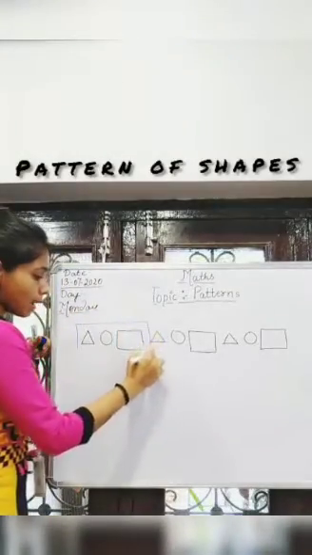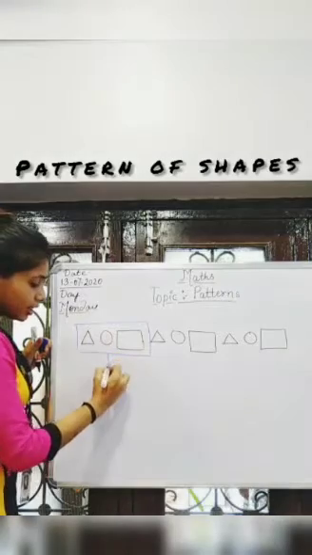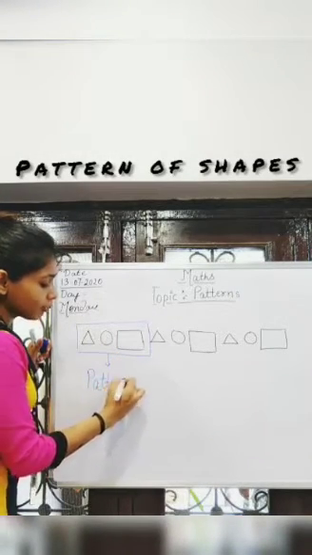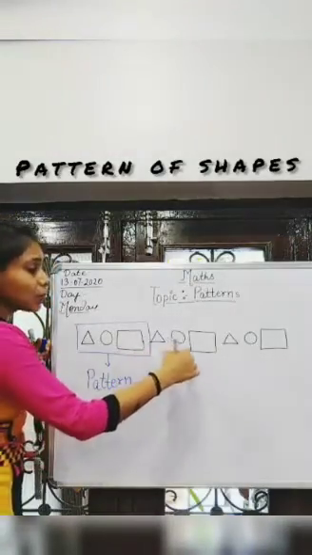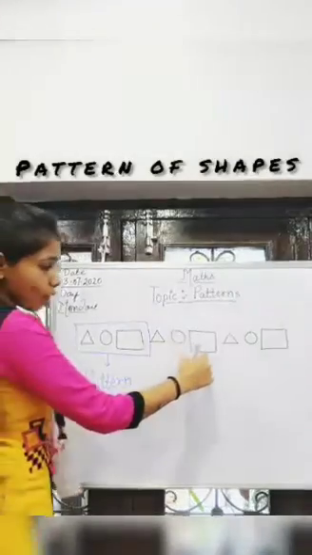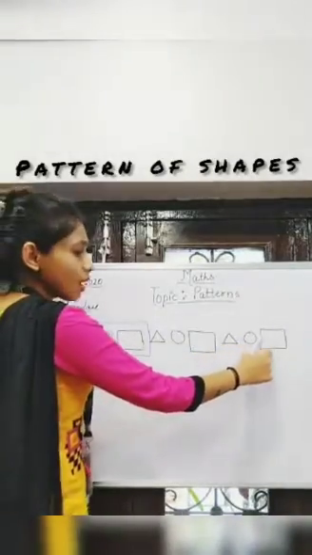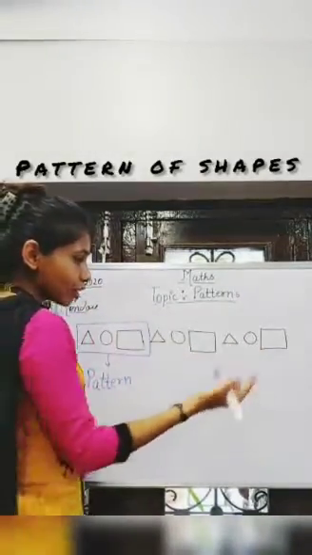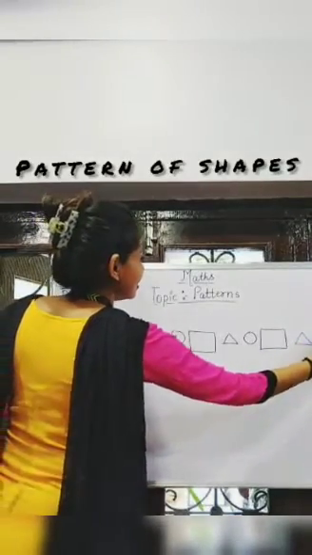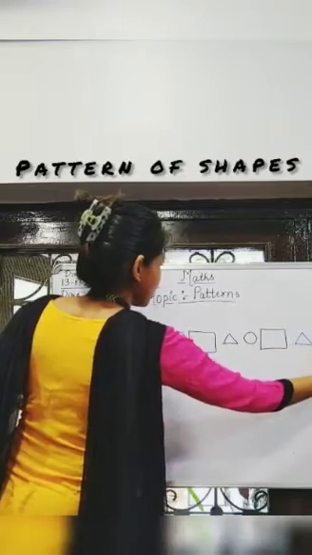Okay kids, we call this a pattern because here we are following the same rule: triangle, circle, square, triangle, circle, square, triangle, circle, square. And the next pattern will be the same as the other one: triangle, circle, square.